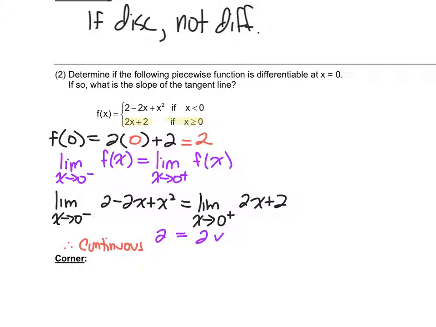So now what we do is we go through the derivative process. Fortunately, we have some shortcuts for that, so we don't have to do it with the limit definition. So f prime of x would be the derivative of each part. All right? So what is the derivative of 2 minus 2x plus x squared?